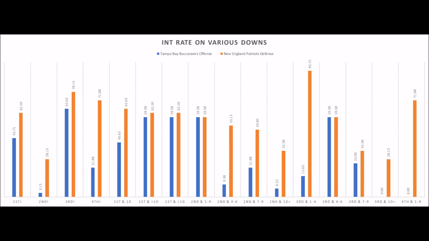Most of the picks on the Bucs offense have been in second down situations. They've been one of the worst teams in the NFL when it comes to giving up interceptions in second down situations. So that's going to be a very key matchup to see. And as you can clearly see, the Buccaneers offense is an offense that is going to give up picks, which is another thing in favor of the Patriots.